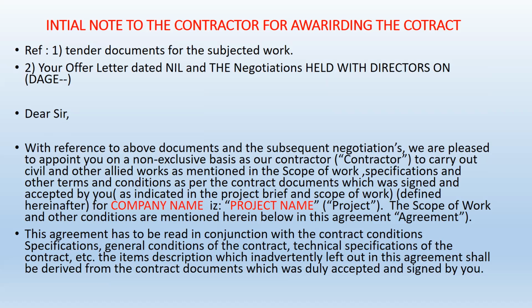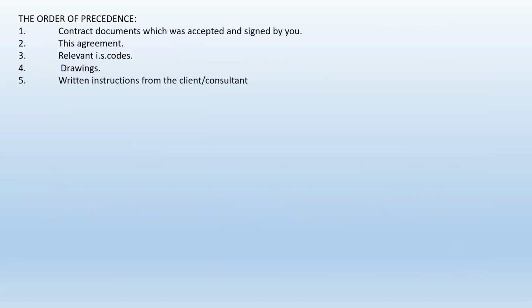Furthermore, you have to identify that the agreement has to be read in conjunction with all the conditions, such as contract conditions, specifications, general conditions, technical specifications, etc. It also has to cover that any item left out inadvertently in the agreement shall be derived from the contractor, for which the contract document is signed by the contractor.